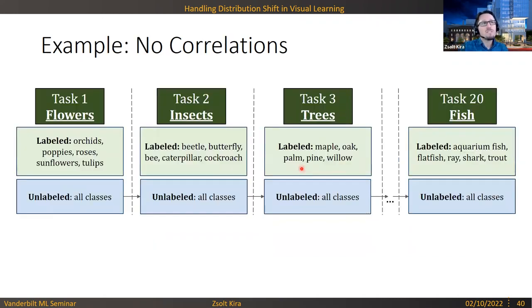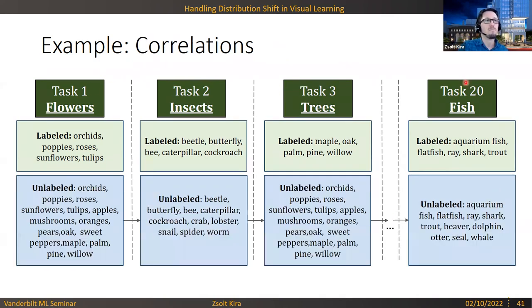And so out of this, we can have two subsets of data sets. One is where there are no correlations. So the labeled data is, let's say, flowers, and the unlabeled data comes from anywhere, any kind of superclass. And similarly for other tasks. So again, it's a continual learning problem. So we're progressively introduced to these 20 tasks.